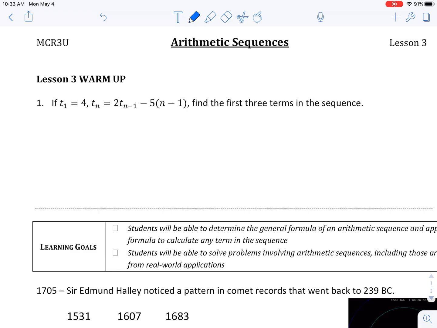We're going to look at a specific type of sequence today called arithmetic sequences. Not arithmetic sequences, but arithmetic sequences. Before we do that, let's do a little warm up from last class. You can try this out if you want, press pause, then check your answer.